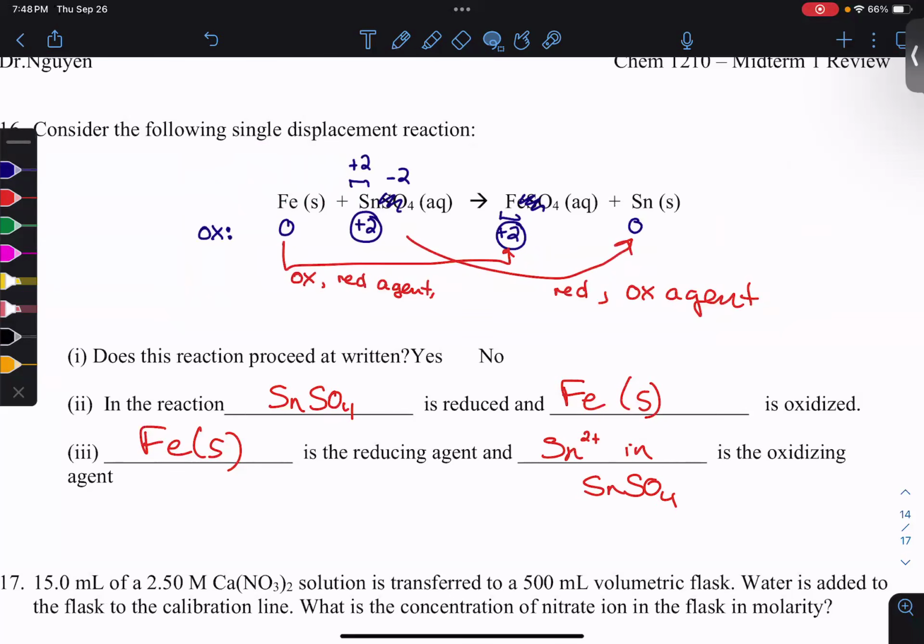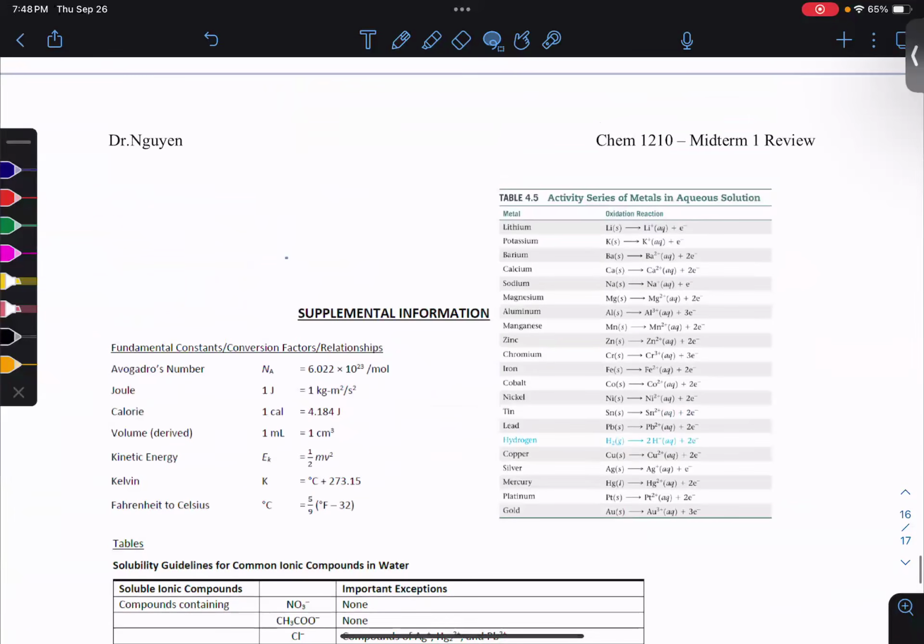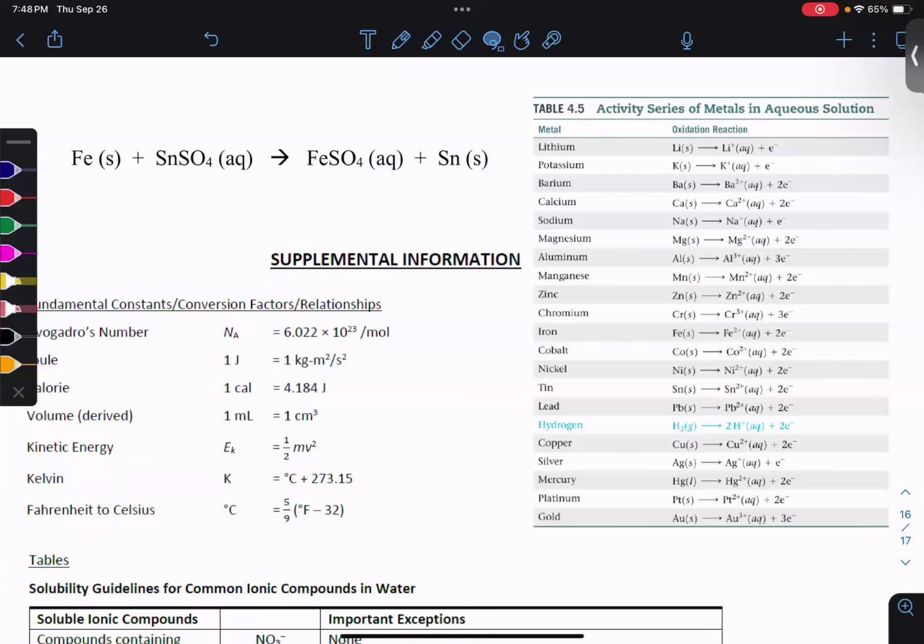So we need to use the activity series to see if a reaction will actually happen. Notice you are given this on the exam. How we use this table is we recognize a pattern. When the solid metal is above the cation on the activity series, a reaction will occur. That is the rule. You're looking for the solid. If it is above the cation, a reaction will occur.